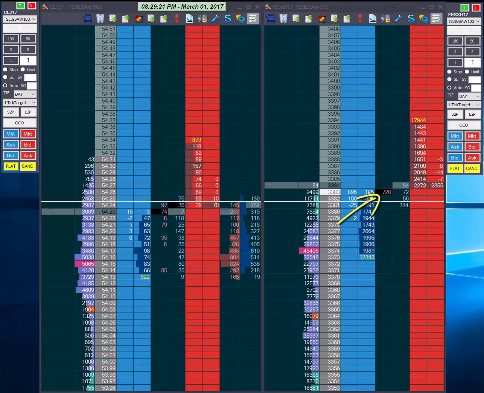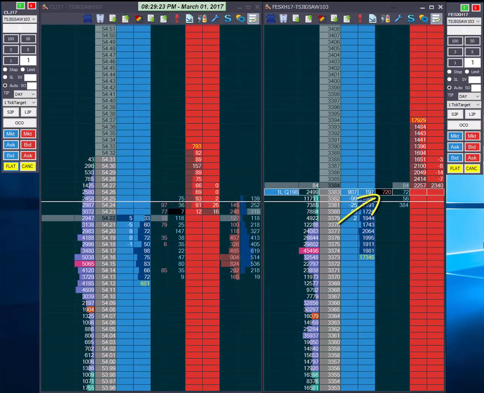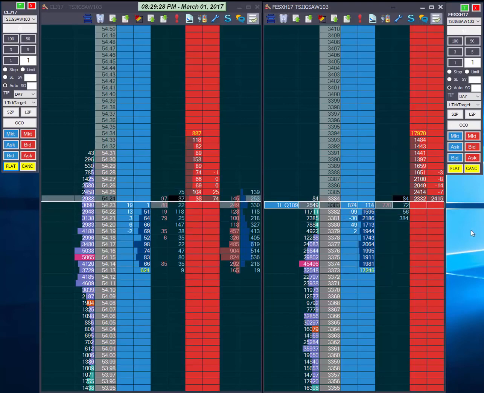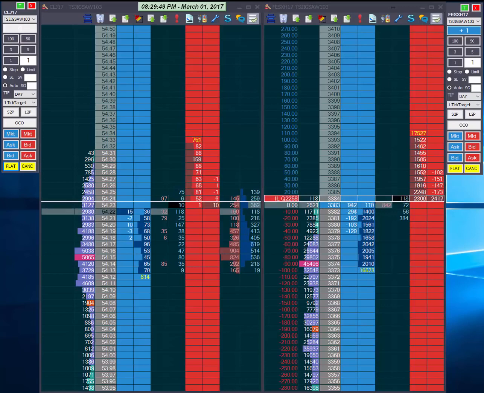A very similar trade here. I see a lot of size trading into the bid, so it looks like the bidders are holding it. I join that bid, and again, there's a difference between Euro stocks and crude, thick versus thin markets, on whether you can join or not. So I'm trying to join that bid and we get our fill. We have our target trade on.